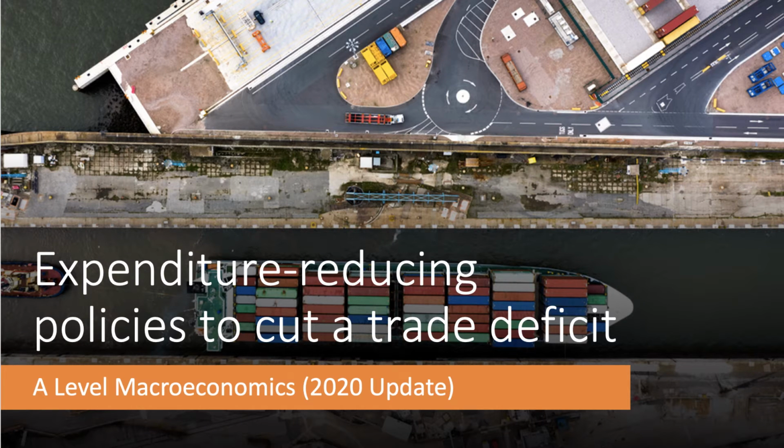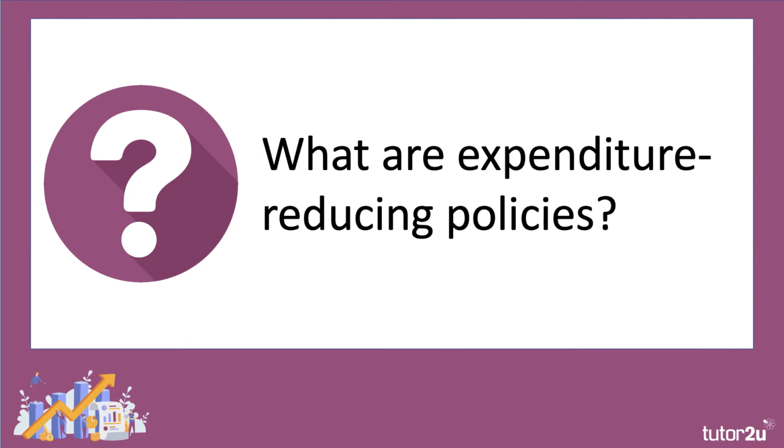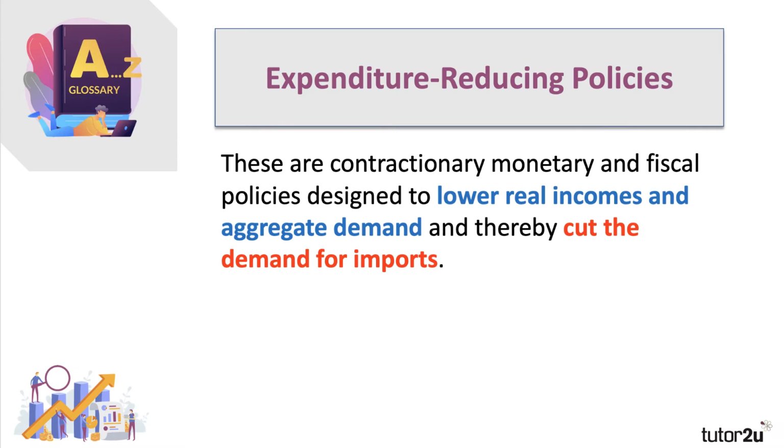So in the last video, we focused on expenditure switching policies for a country wanting to improve their trade balance. Let's spend a few minutes focusing on the ways in which you might use expenditure reducing policies to cut, control a trade deficit. Well, first of all, what are expenditure reducing policies? Well, they're basically any contractionary monetary and/or fiscal policy designed to bring down real incomes and aggregate demand. And if you do that, that in theory brings down and cuts the demand for imported goods and services.